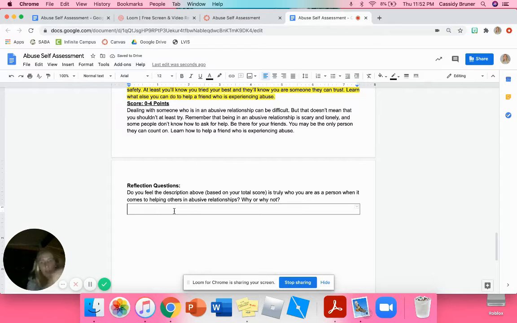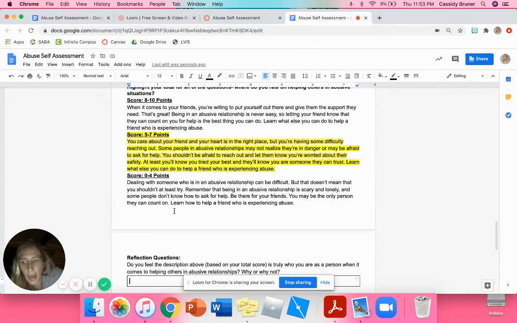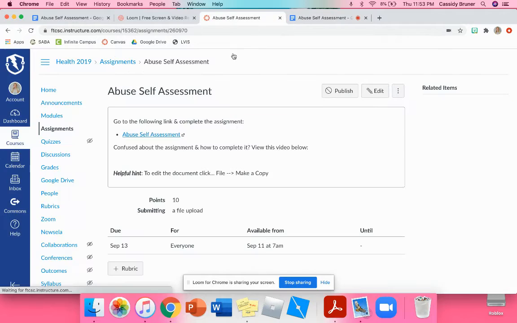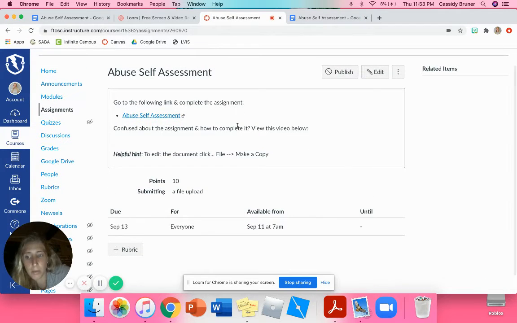Do you feel like the description above is truly who you are as a person when it comes to helping others in abusive relationships? Why or why not? So then I'm going to say, I do feel like this is me. Maybe I don't agree with this statement. Defend why. Okay? When you're done with that, then you submit it on Canvas under this abuse self-assessment.